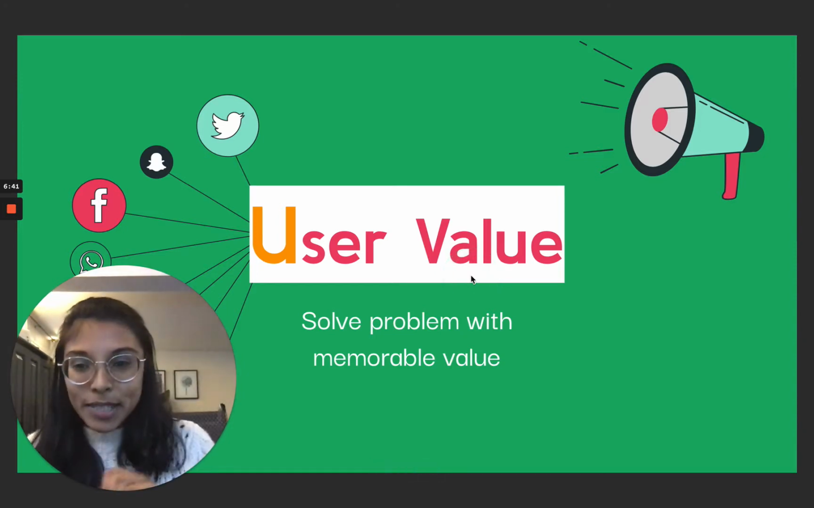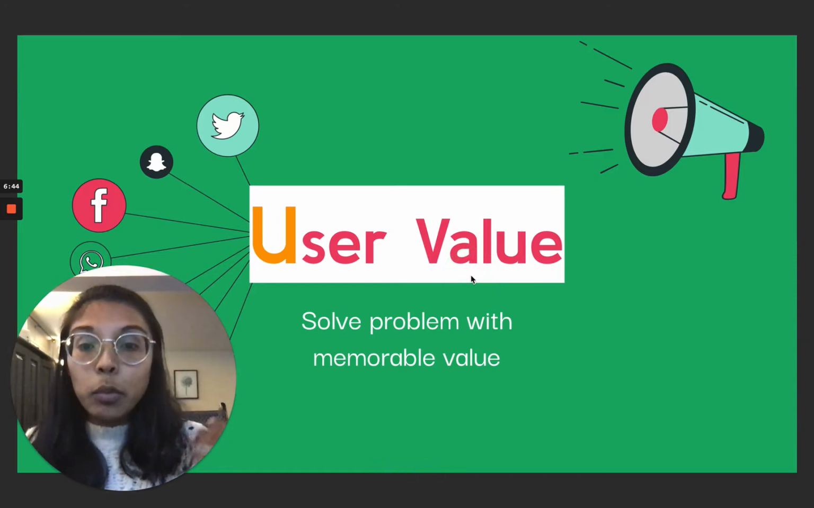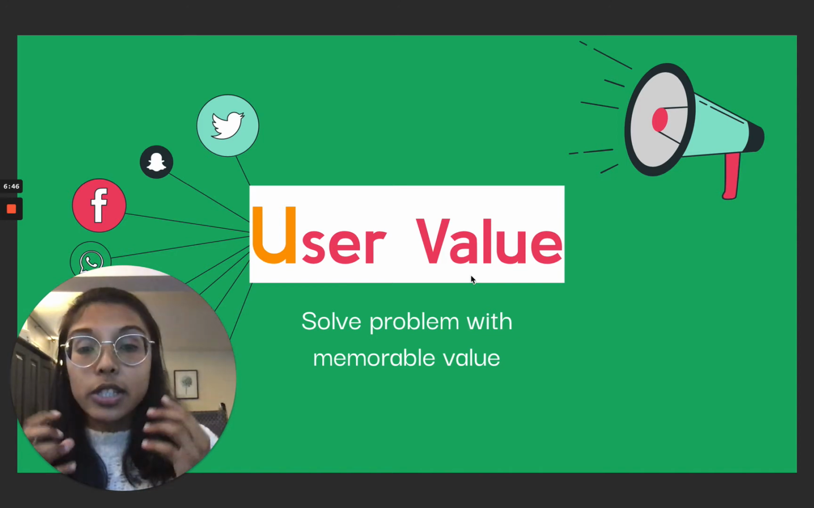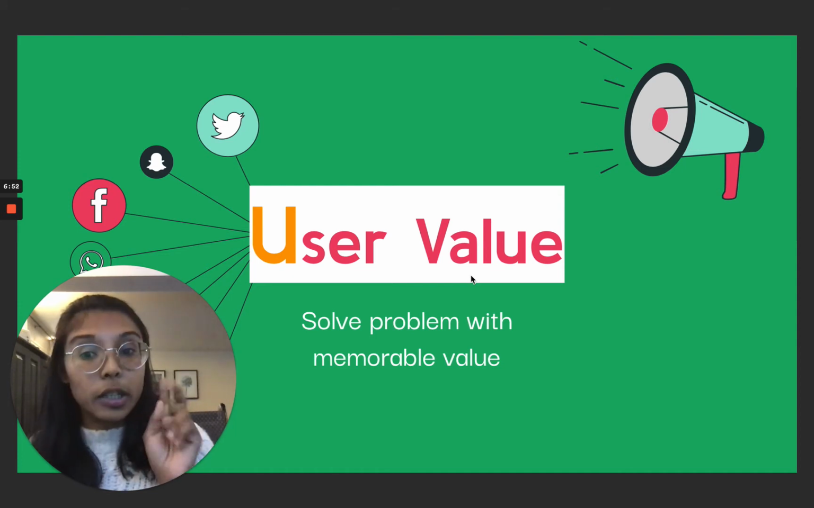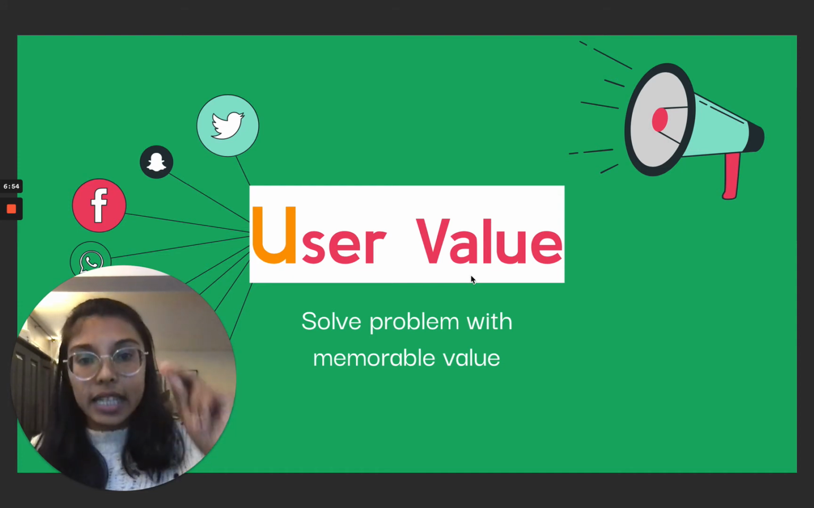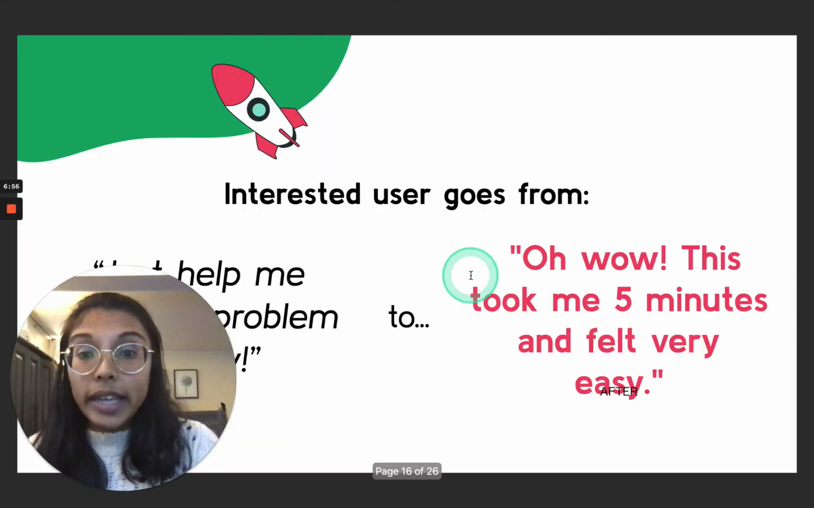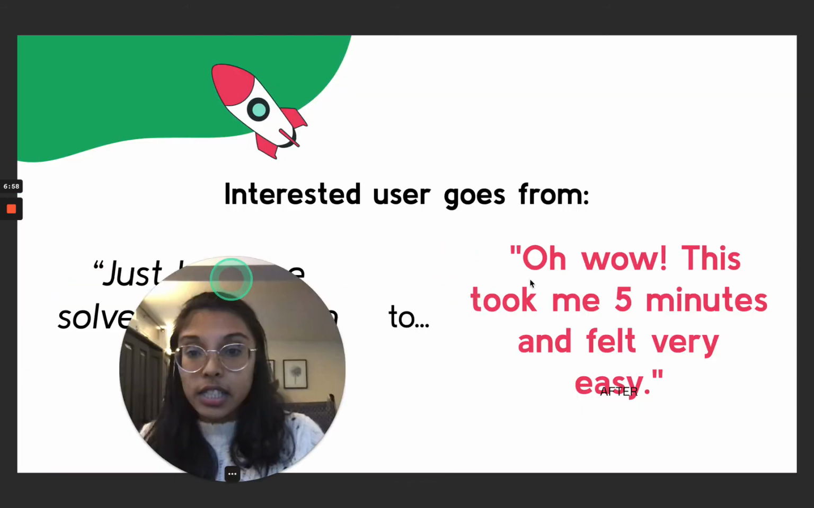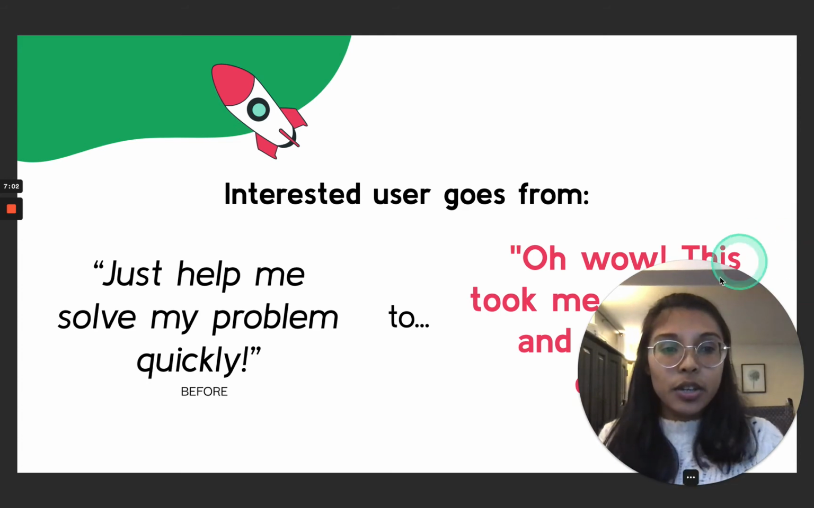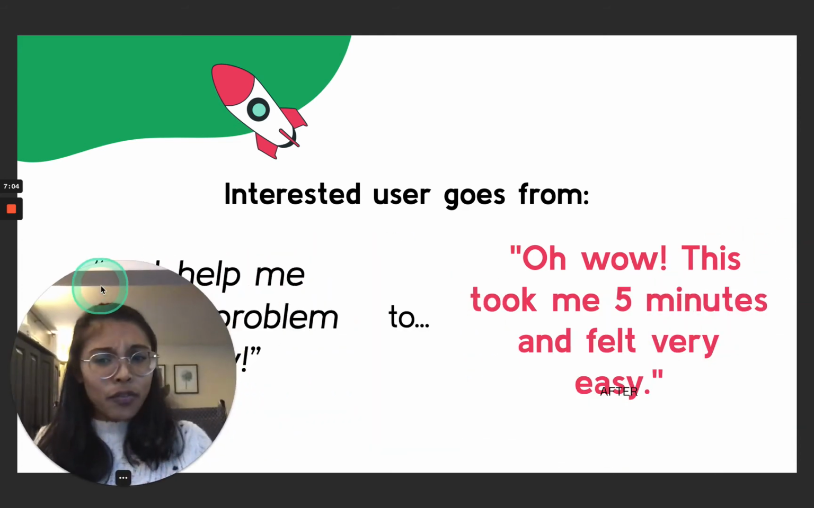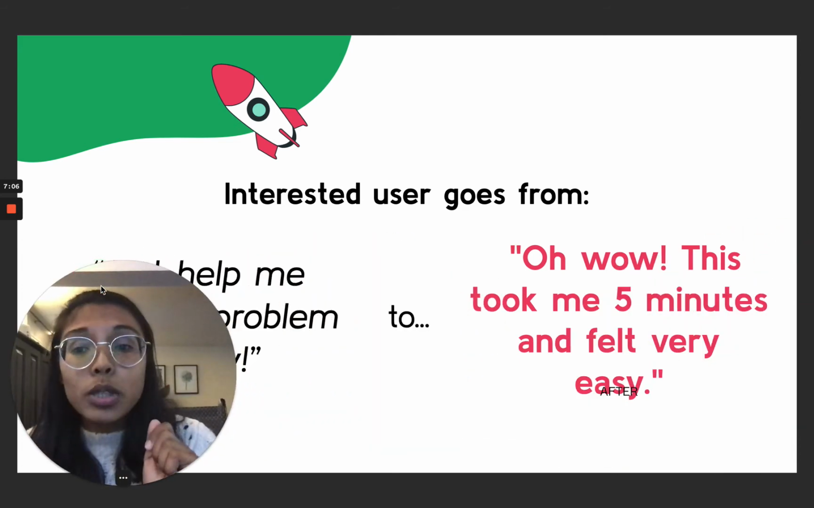So our third benchmark, user value. Now we want to differentiate ourselves. We want to solve their problem with memorable value. So much so, not only that they try out your product, not only that they're paying for it, but that they remember to keep using it. So the way that we're going to do that is we want our interested users to go from, just help me solve my problem really quickly, to, oh, wow, this took 5 minutes to solve my problem and was really easy.